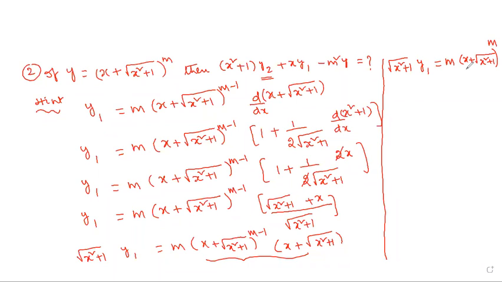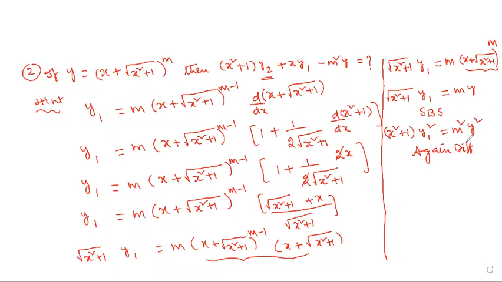This is the value of y. Root over x square plus 1 into y1 is equal to m into y. Root is there, that's why applying squaring on both sides: (x square plus 1) into y1 square is equal to m square into y square. Now apply the second time derivative, again differentiation with respect to x.